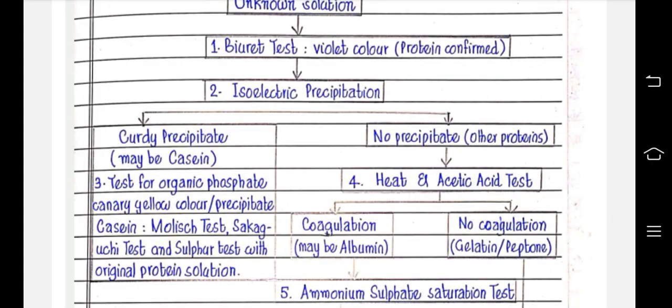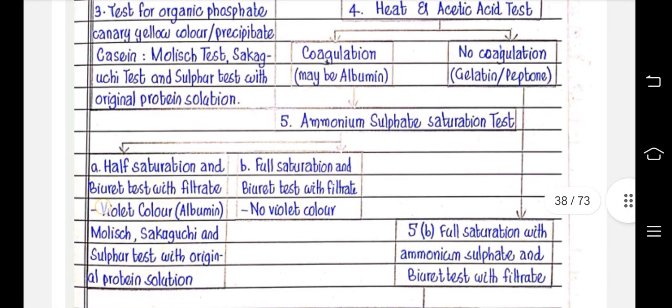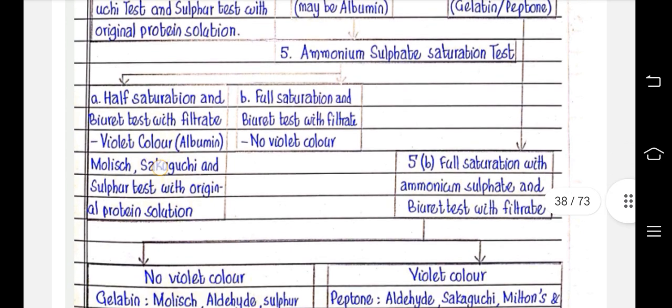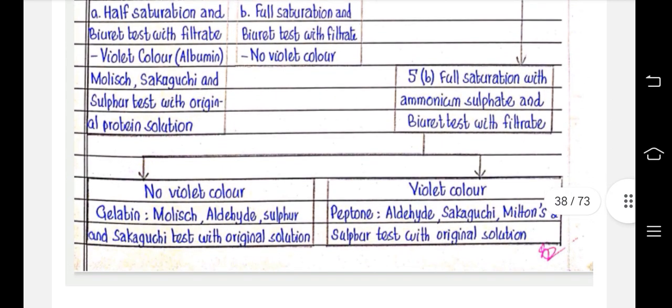Molisch test. Sulfur test with original protein solution. Then no precipitate, other proteins. Heat and acetic acid test. Coagulation may be albumin. No coagulation, gelatin or peptone. Ammonium sulfate saturation test. Half saturation and Biuret test with filtrate, violet color, albumin. Molisch and sulfur test with original protein solution. Full saturation with ammonium sulfate and Biuret test with filtrate, no violet color, gelatin; violet color, peptone.